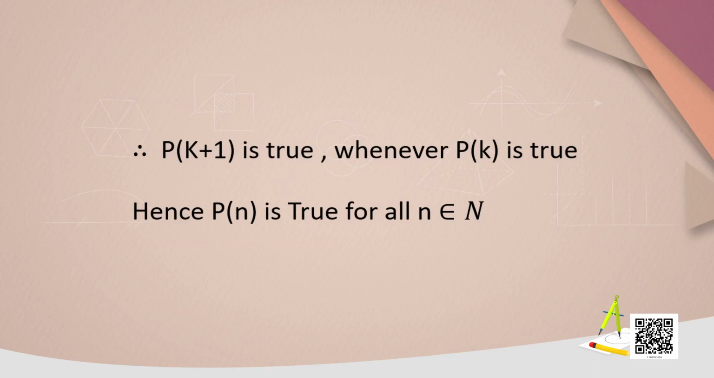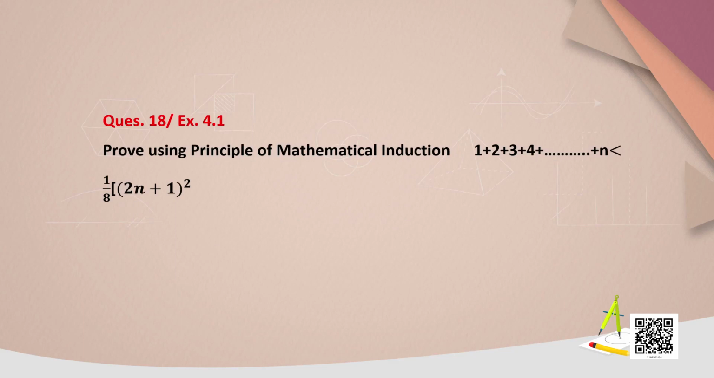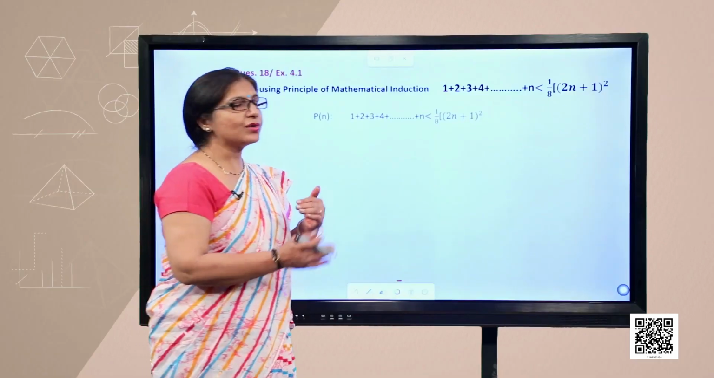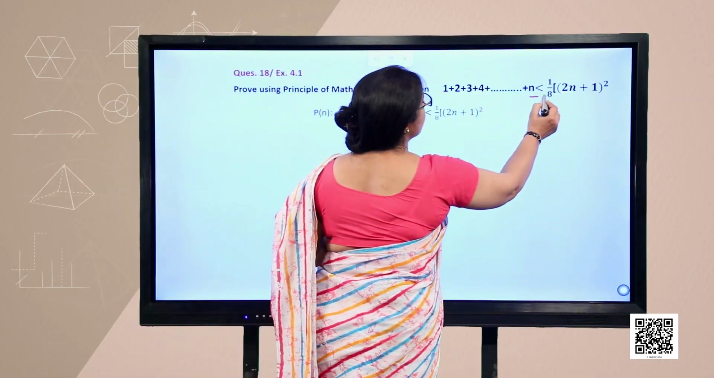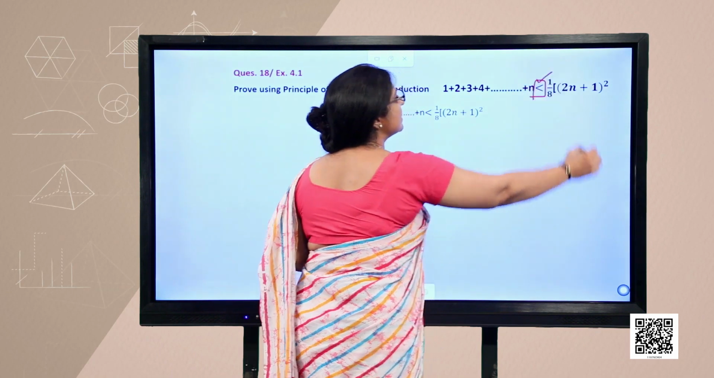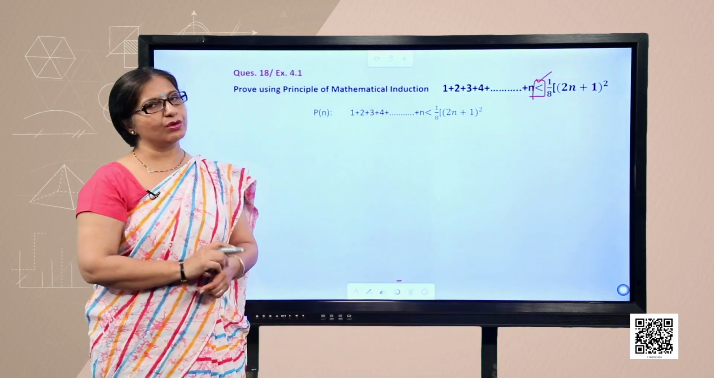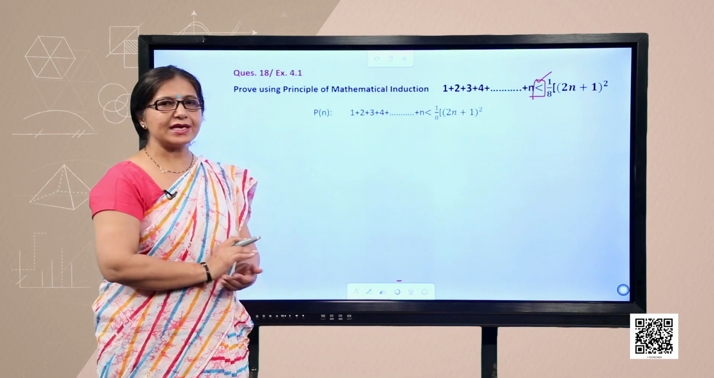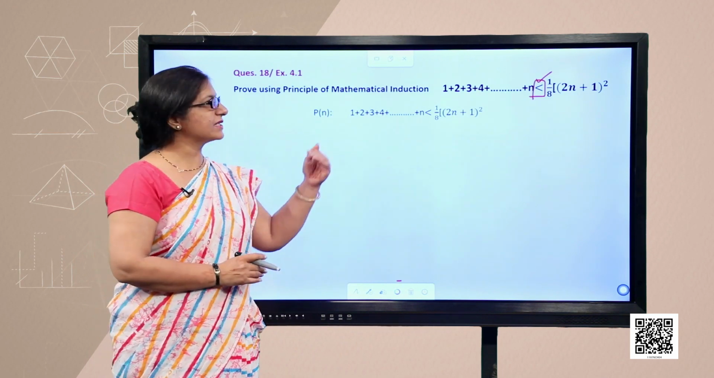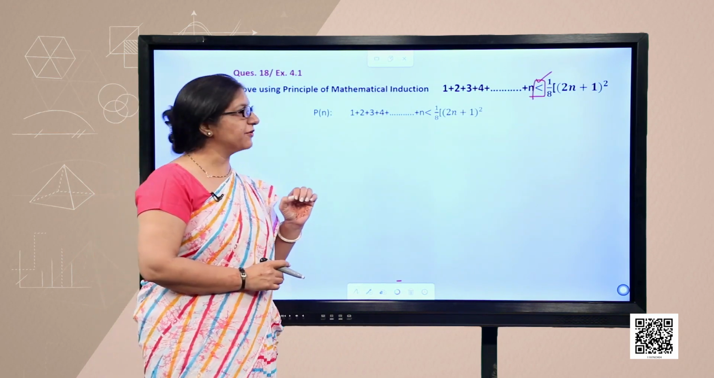Now, we move on to the next question, which is question number 18 of exercise 4.1. Prove using principle of mathematical induction: 1 plus 2 plus 3 plus 4 plus up to n is less than 1 by 8 into 2n plus 1 to the power 2. How is this question different from the earlier one? Because this question involves inequality. No equal sign, no divisibility sign, this involves inequality. And the approach to solve these kinds of questions is also slightly different.